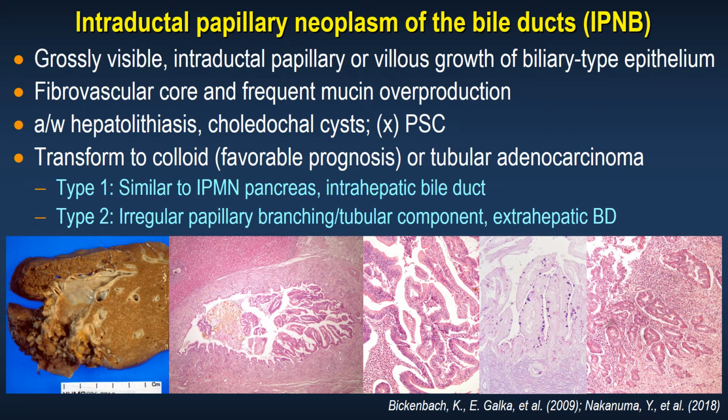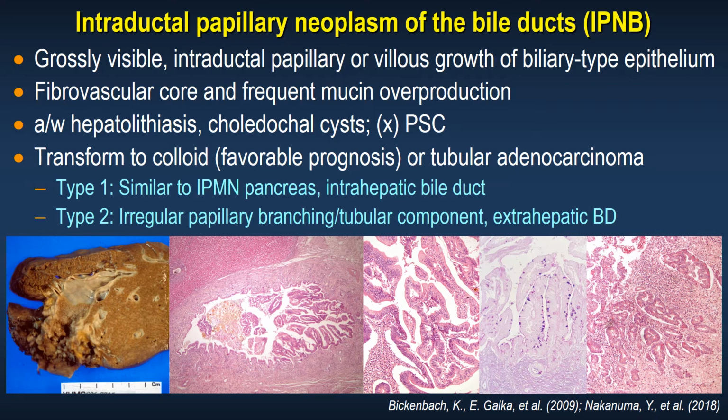Intraductal papillary mucinous neoplasm of bile duct is characterized by papillary or villous tumor of visible size. It consists of biliary-type epithelium that surrounds the fibrovascular core and often overproduces mucin. Hepatolithiasis or choledochal cyst may be associated, but primary sclerosing cholangitis is less commonly associated with IPMB. It shows favorable prognosis when progressed to colloid carcinoma, but similar prognosis when progressed to usual type of tubular cholangiocarcinoma.